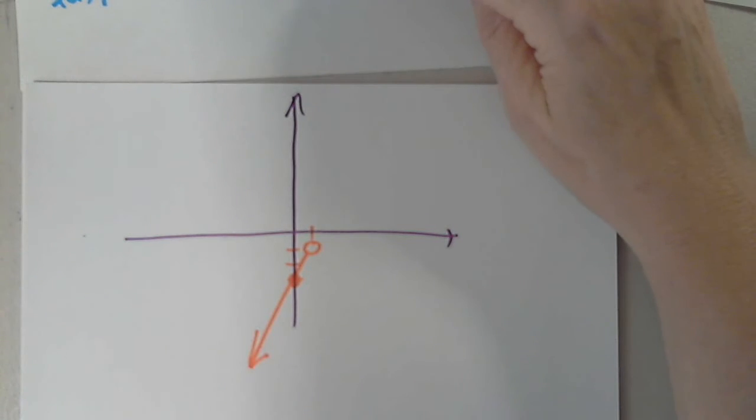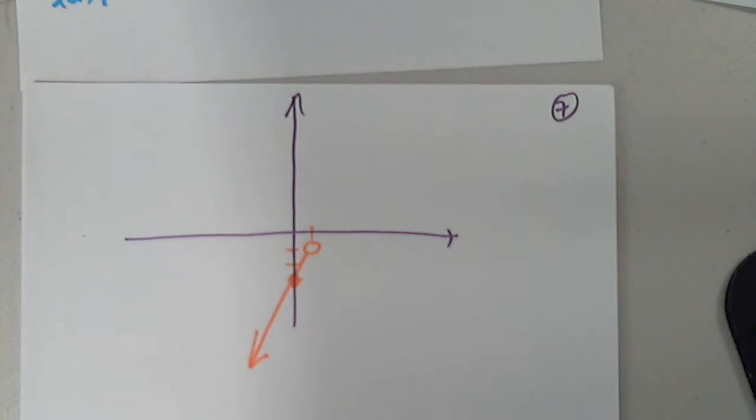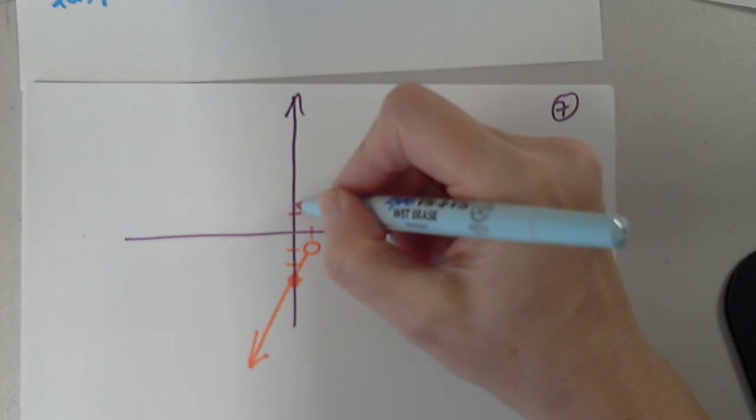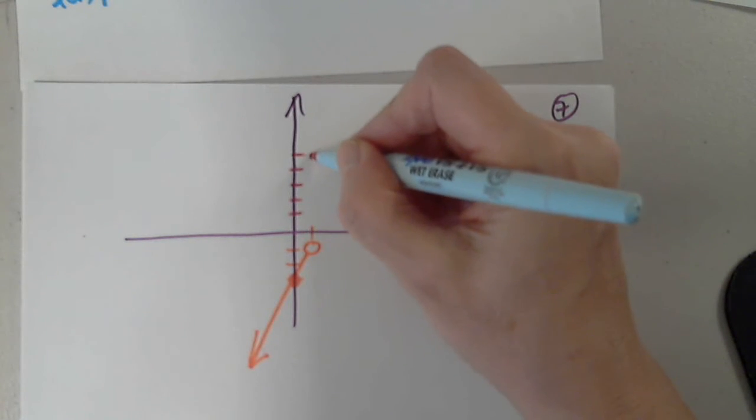The next is a point which is 1 comma 5. I will plot it in red. 1, 2, 3, 4, 5, right here.